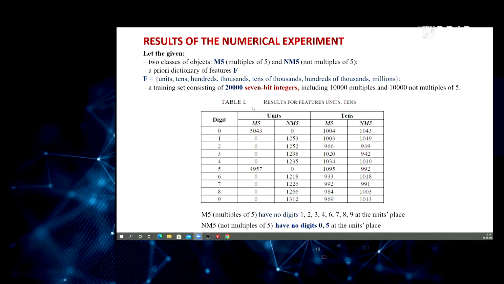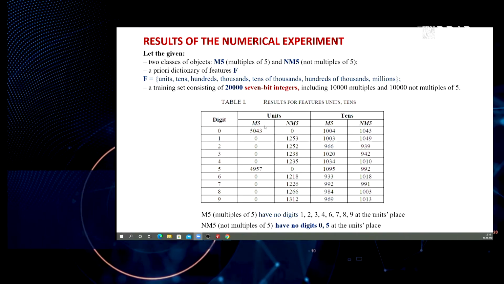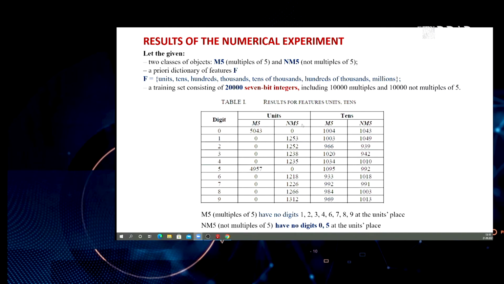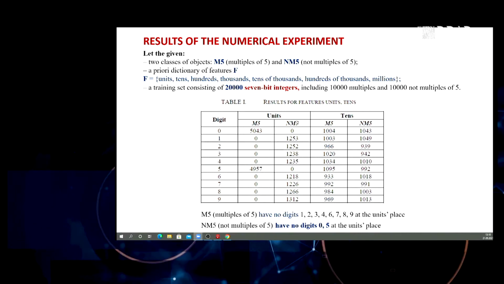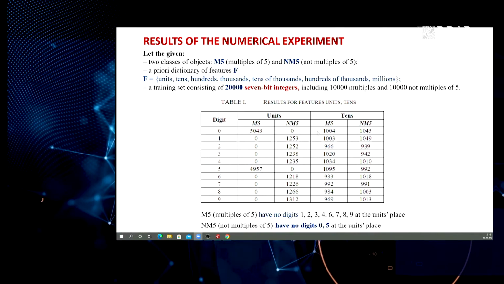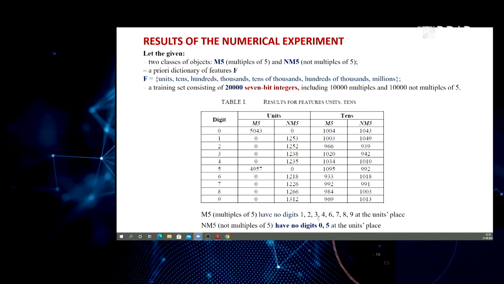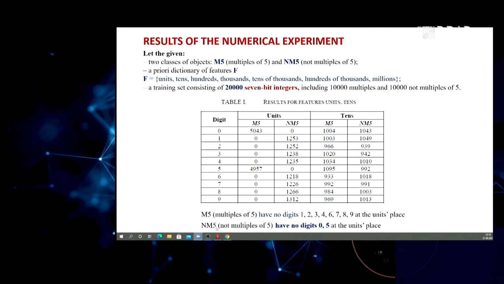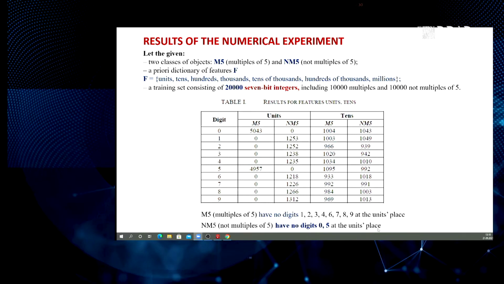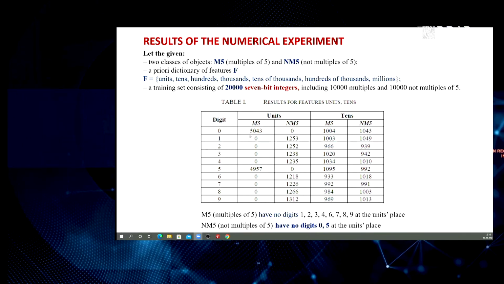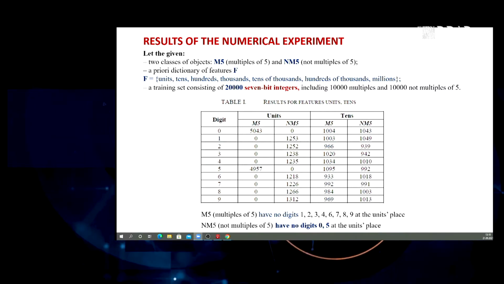The table shown on the slide demonstrates that we got the M5 set and the not-M5 set, so numbers that are multiples of 5 and numbers that are not multiples of 5. And the conclusion from these results is that M5 has no digits 1, 2, 3, and so on up to 9 at the units place. And the set not-M5 has no digits 0 or 5 at the units place. So it is also clear that 0 here and 0 here say that our class patterns do not intersect.